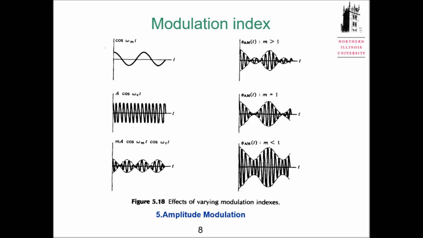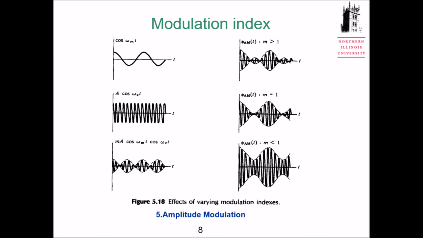This is the message, this is the carrier. And most likely, the frequency of your carrier is much, much higher than the information. And here is m times the message, and the carrier. So when m is greater than 1, we call it over-modulated. This is something we do not want to happen. When m equals 1 or m is less than 1, that is something we really want. Why? Because when m is less than or equal to 1, my envelope is exactly my information.